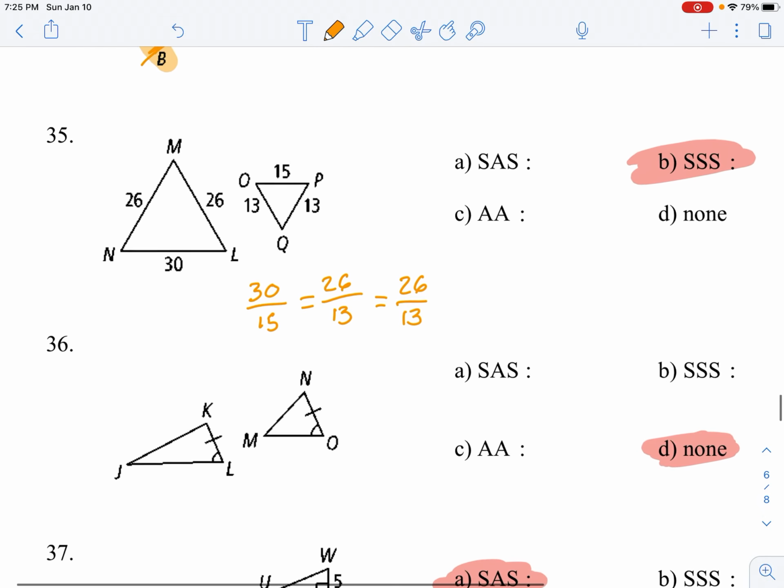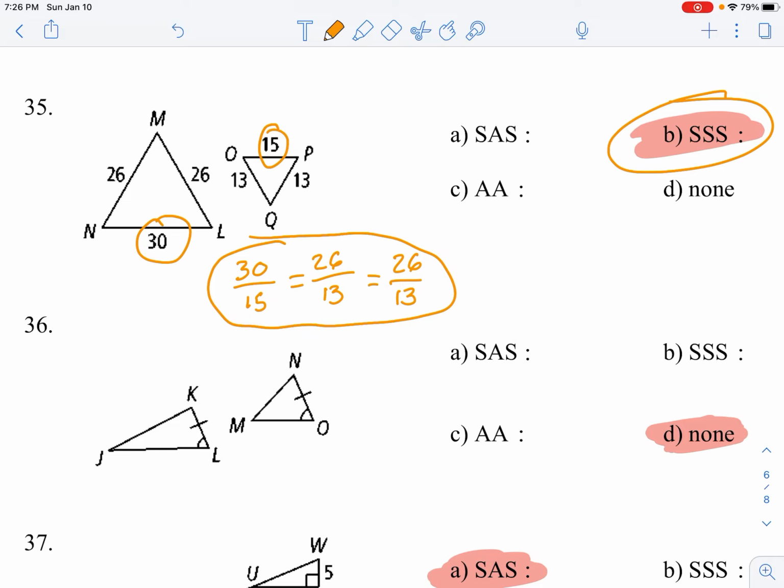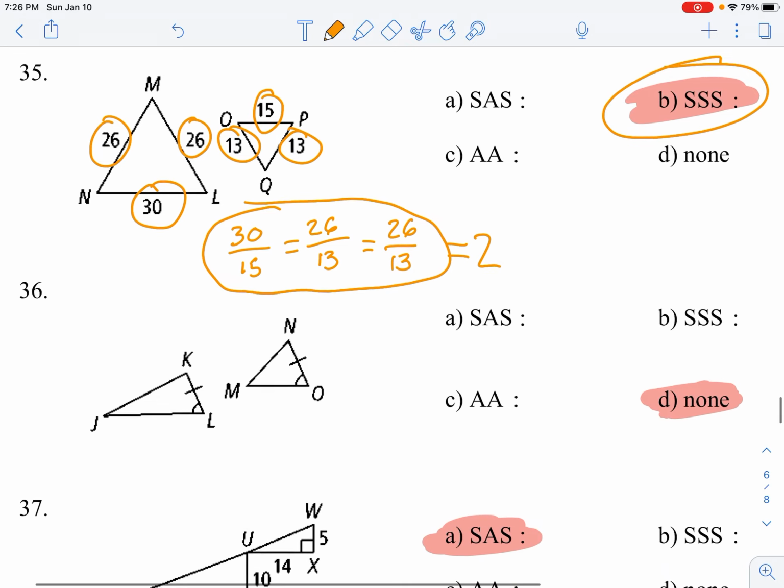Number 35. This one I chose side, side, side similarity. And as you can see, I've got my proportion written out below. I basically looked for the biggest sides of the triangle first, the 30 over 15. Then I stuck with the 26 over 13 and then 26 over 13, and I set them all equal to each other. Do those all equal the same thing? Yes. They're all 2 over 1, or just a 2. So they all have a scale factor of 2, which means my answer is B, because they were all the same.